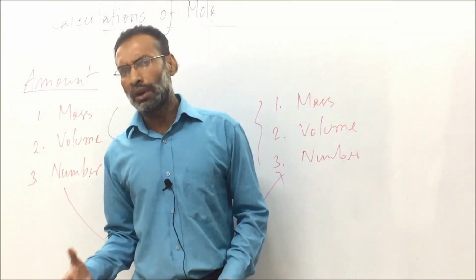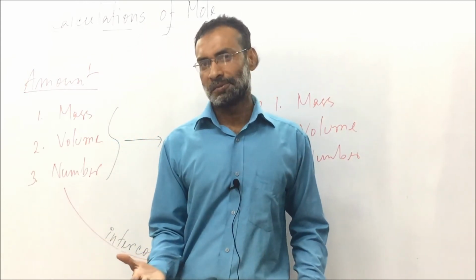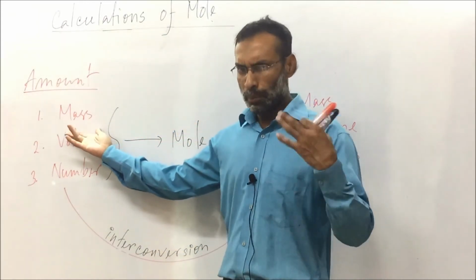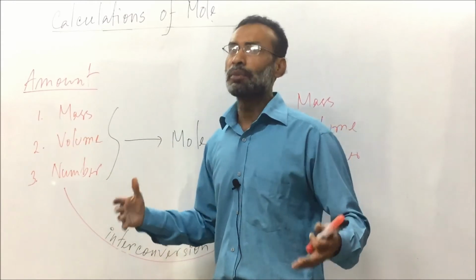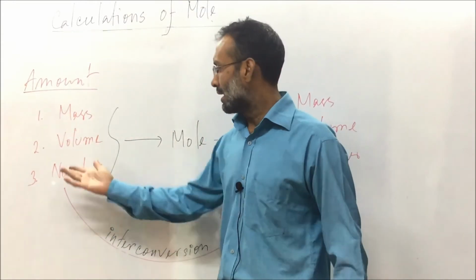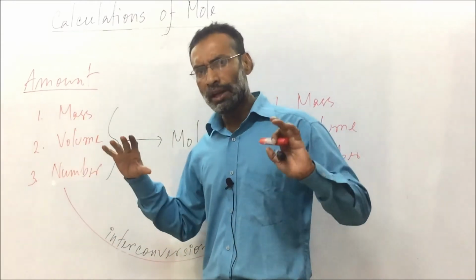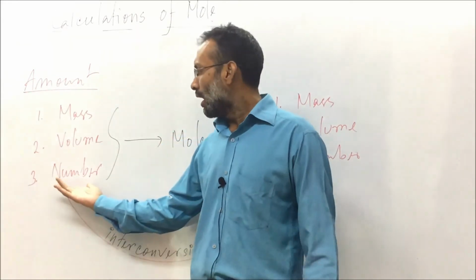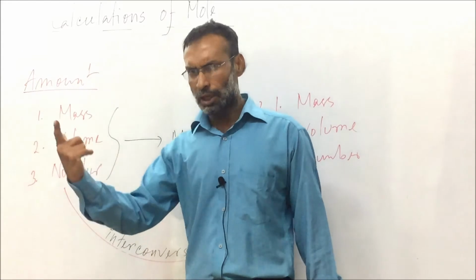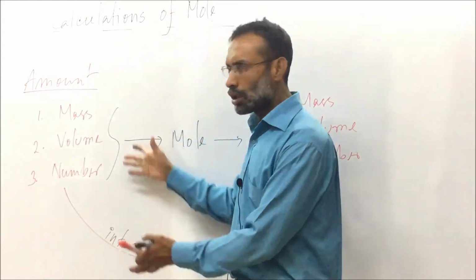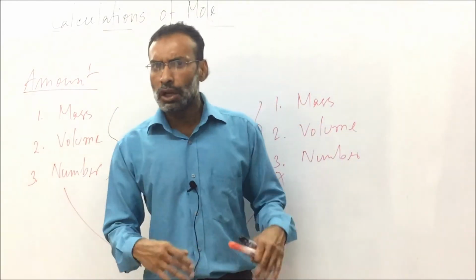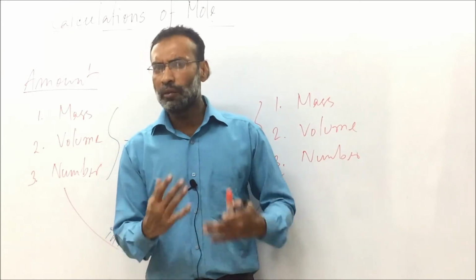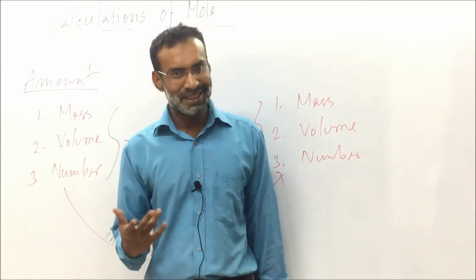In our class today, we'll deal with only pure substances. That means mass of a pure substance could be 2 gram of nitrogen, meaning only nitrogen. Volume means only volume of a certain gas, nothing mixed with this gas. And number means number of certain particles. These are all pure substances. So today we are not going to calculate involving any mixtures or solutions.